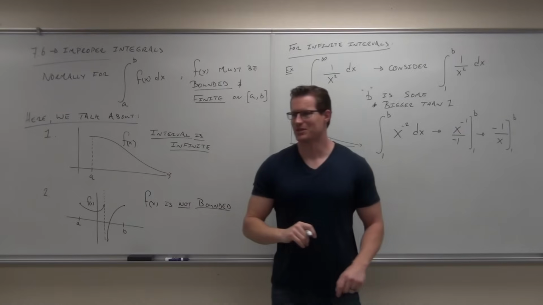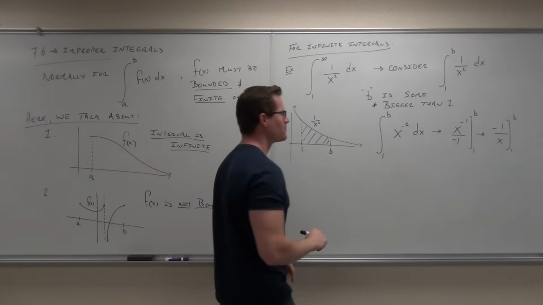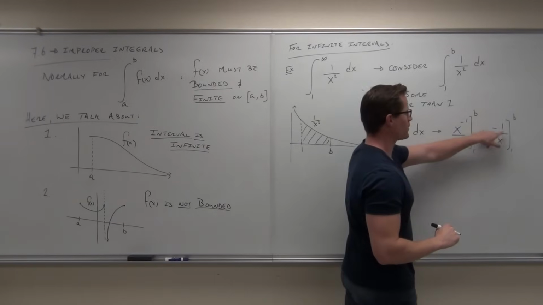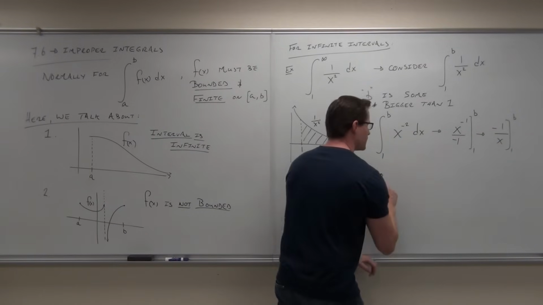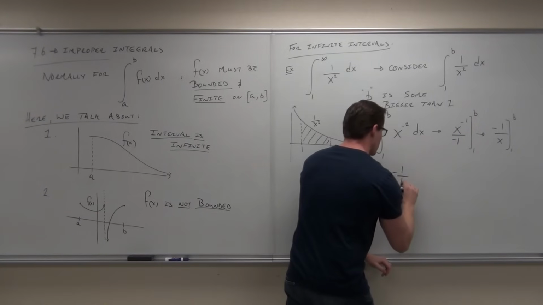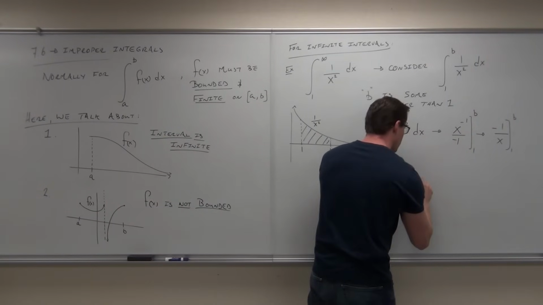Isn't it nice to deal with some of these easy integrals right now after doing all that stuff that we just did in this chapter? Can you evaluate negative 1 over x from 1 to b? Yes. What's it going to be? Good. We plug in the top number first. Minus what?